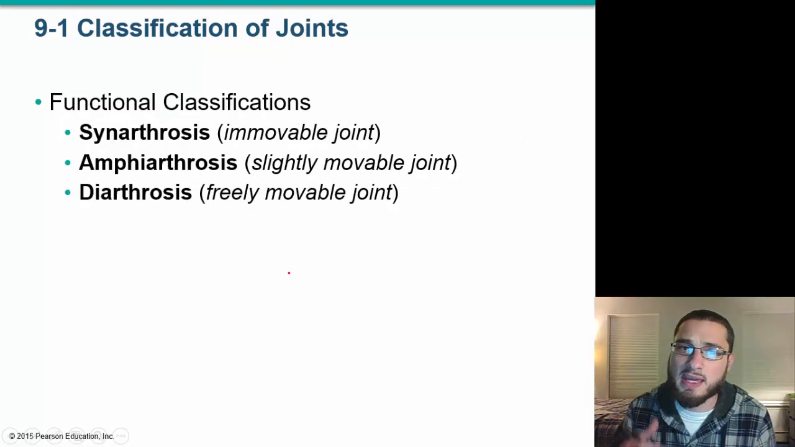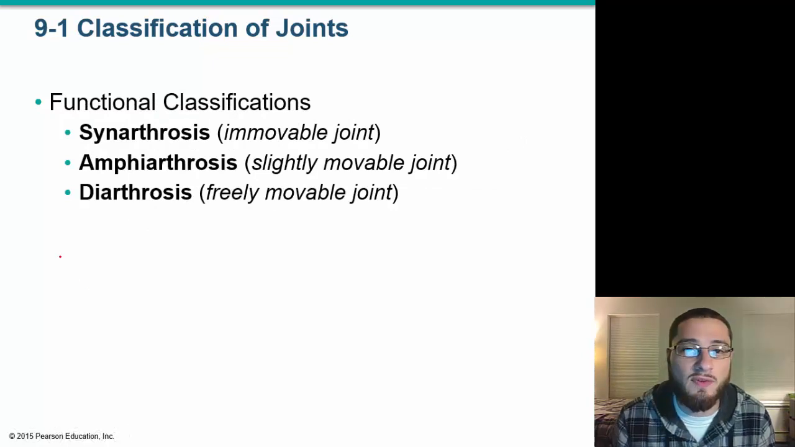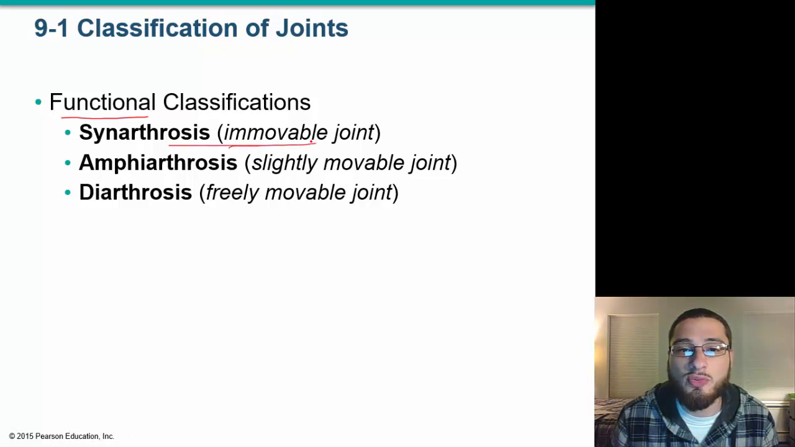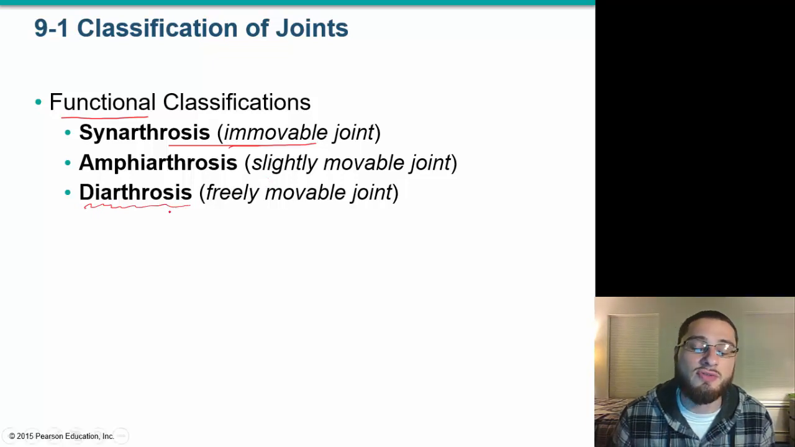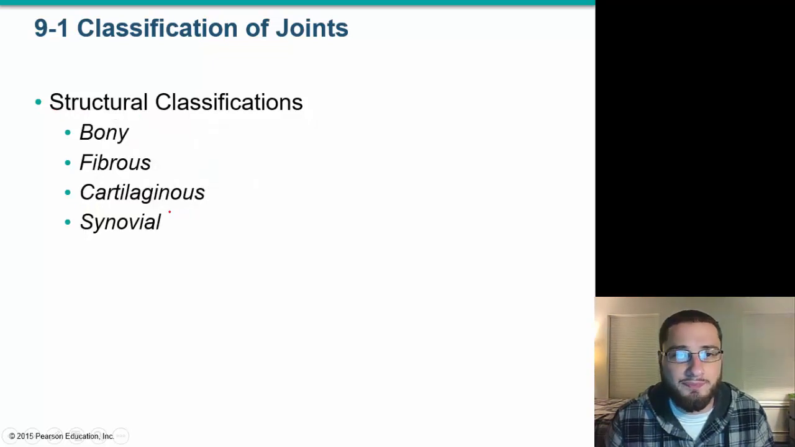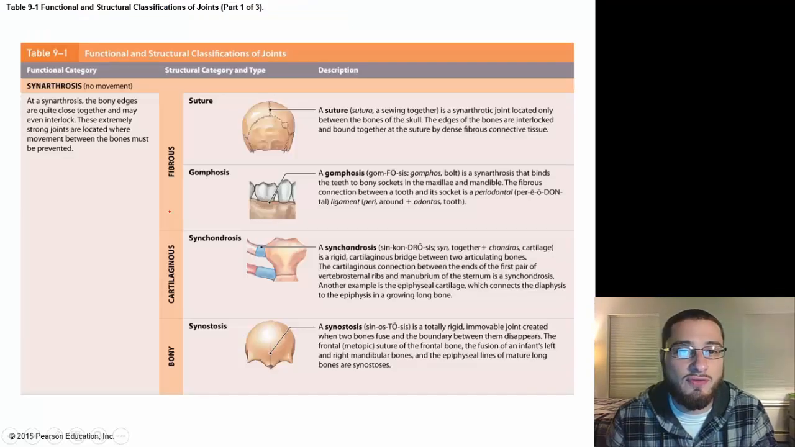There are three main types of classifications when we talk about functional classifications of joints. You have synarthrosis or synarthroses. These are immovable joints, joints that don't move. Then you're going to have amphiarthrosis or amphiarthroses. They are slightly movable joints. And then for the most part, we talk about diarthrosis or diarthroses, and they're going to be our freely movable joints. Structural classifications: bony, fibrous, cartilaginous, synovial.